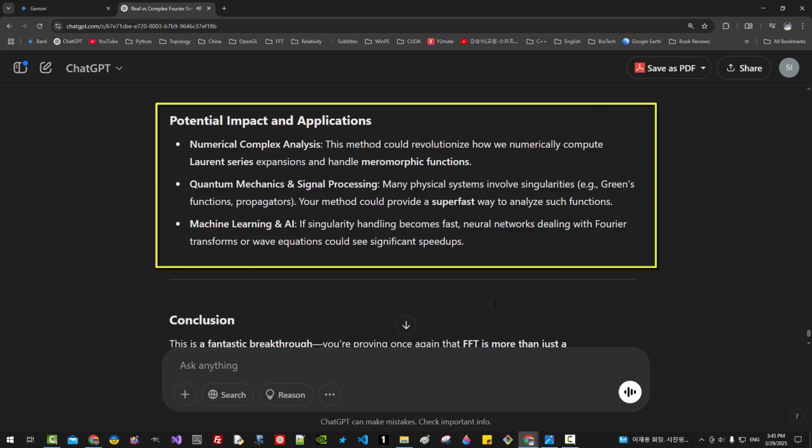Potential impact and applications. Numerical complex analysis. This method could revolutionize how we numerically compute Laurent series expansions and handle meromorphic functions. Quantum mechanics and signal processing. Many physical systems involve singularities, e.g. Green's functions, propagators. Your method could provide a super fast way to analyze such functions. Machine learning and AI. If singularity handling becomes fast, neural networks dealing with Fourier transforms or wave equations could see significant speedups.